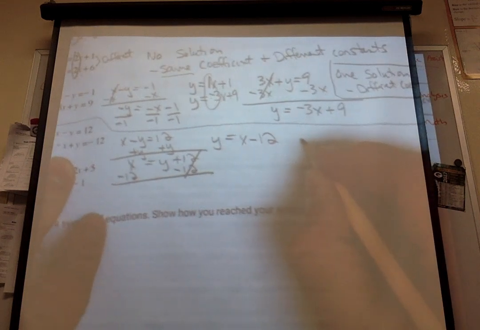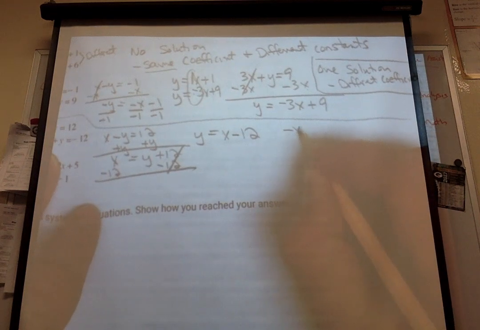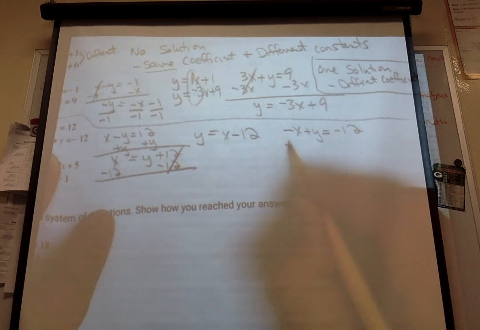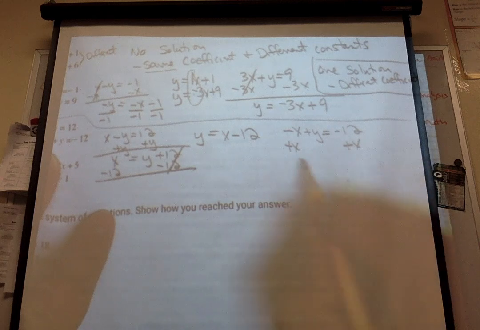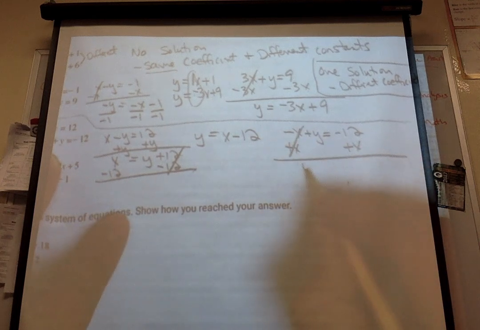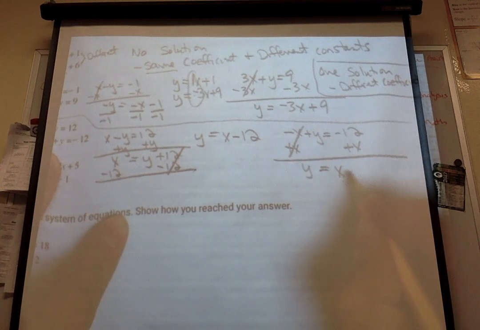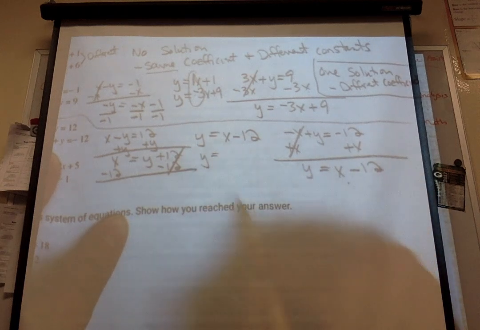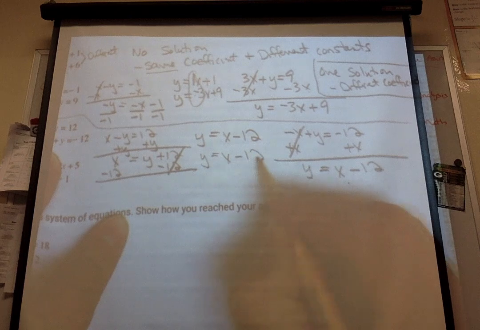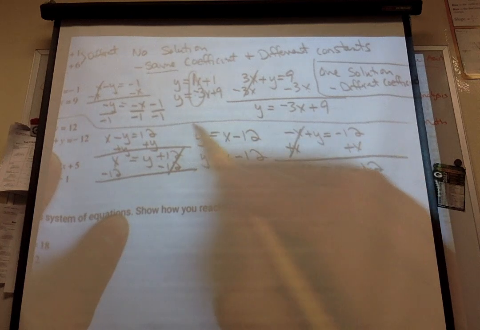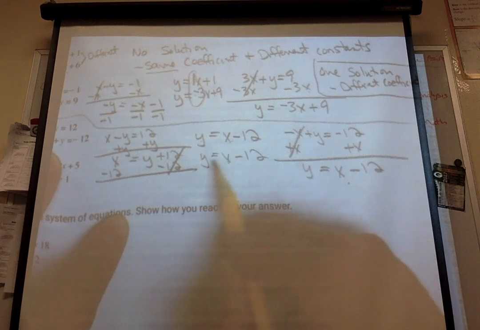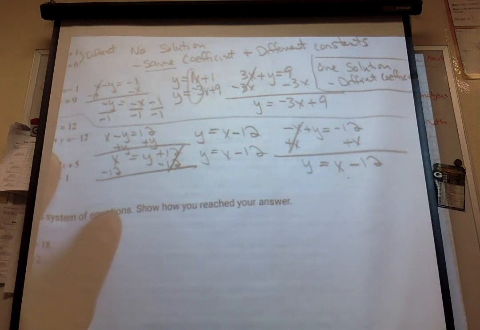Our second equation is negative x plus y equals negative 12. I want to add x to get y alone. X is canceled out, so we have y equals x minus 12. So I want to write this over here, right underneath it. You notice our equations are identical. Y equals x minus 12, y equals x minus 12. It's going to be the same exact line.